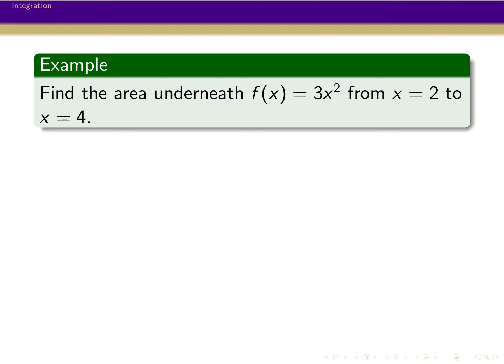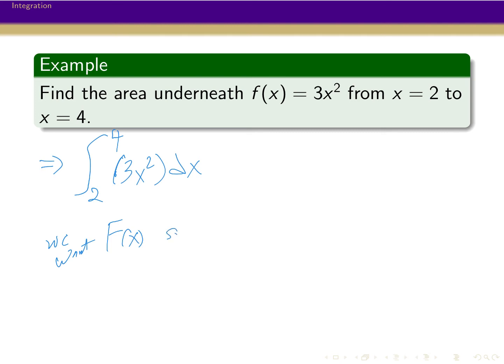So here's our function, f of x equals 3x squared, from x equals 2 to x equals 4. Our notation for this is we are starting at x equals 2, going to x equals 4, and then we're doing 3x squared dx. So that's our notation for the definite integral. Now we need to find some big F of x such that when I take the derivative, I get 3x squared.